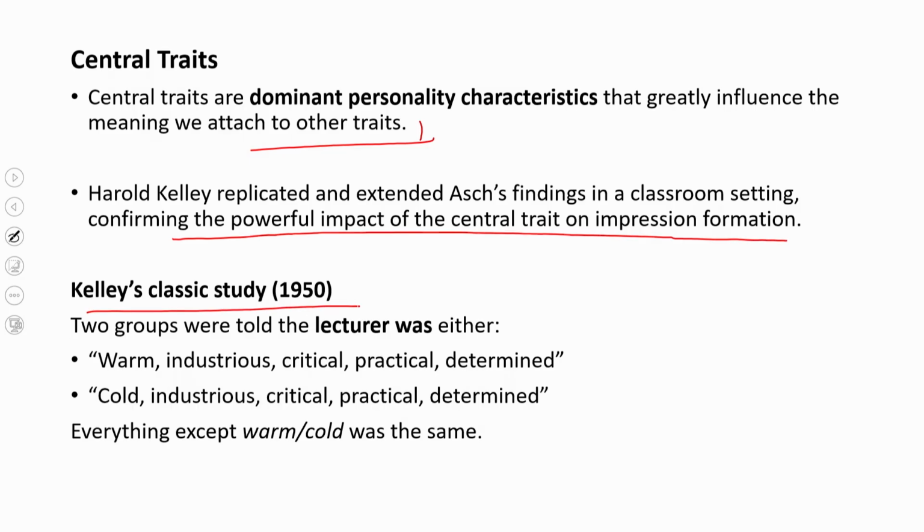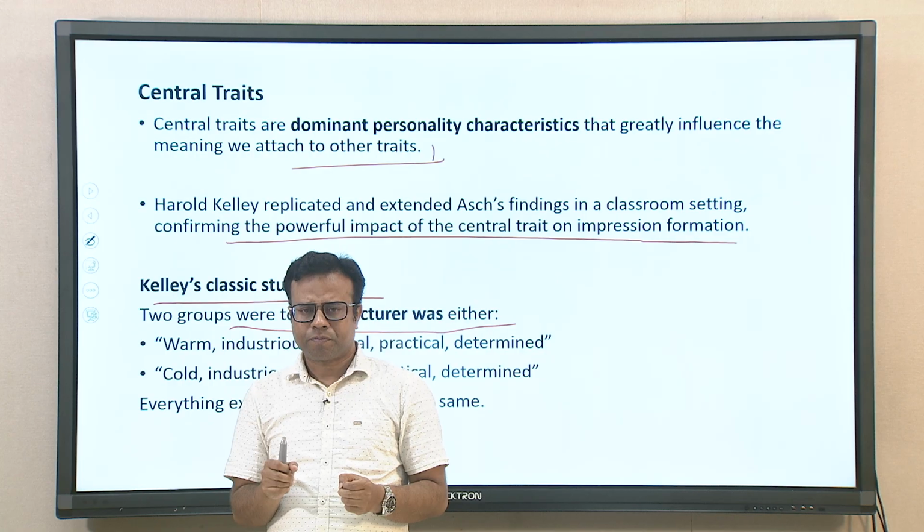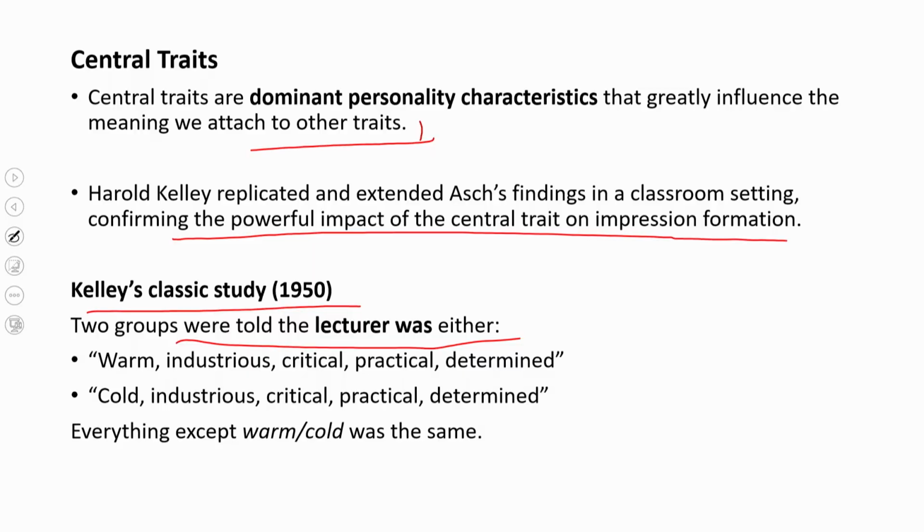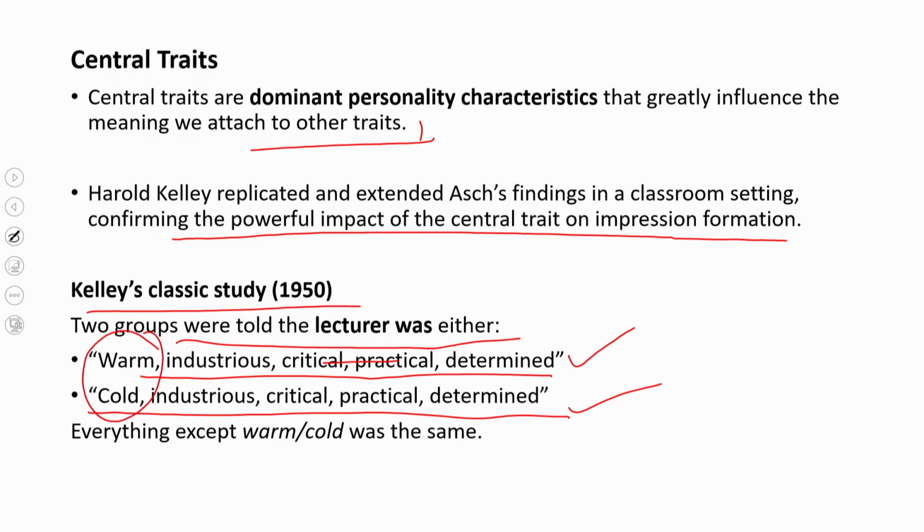So, in Kelley's classic study he did in 1950, two groups were told about a lecturer. Now, the earlier experiment was about strangers; here two groups of students were told about a lecturer, and they used certain characteristics of the lecturer. So, like warm, industrious, critical, practical, determined. One group was told these are the characteristics of the lecturer. Another group of students was told that the lecturer was cold, industrious, critical, practical, determined. You see, all the traits remain the same except this warm and cold. The same method he used in the earlier experiment. So, if you see, only these two are different, all the other remaining characteristics remain the same. Everything except warm, cold was the same.